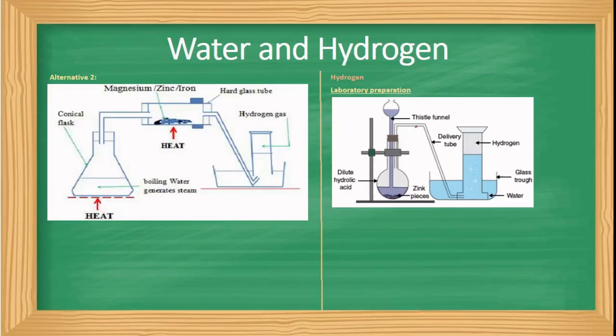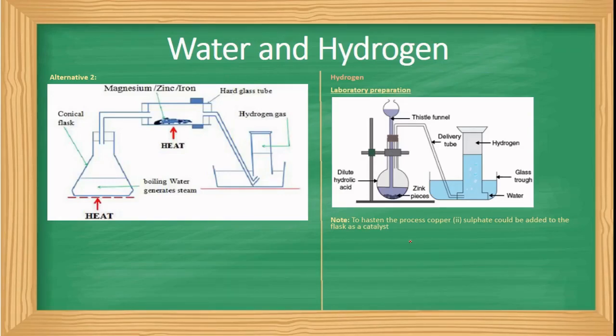This is done through the thistle funnel. So what happens when the zinc reacts with hydrochloric acid, the hydrogen gas is produced, which is delivered to the trough and collected in the gas jar through the over water method or downward displacement of water method. So in some cases, the process is hastened.